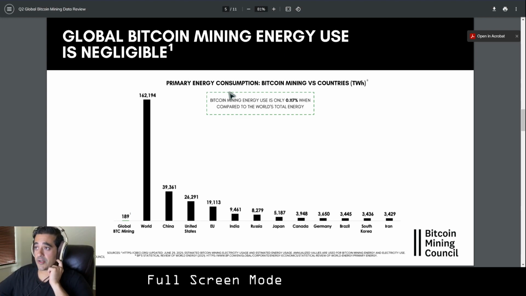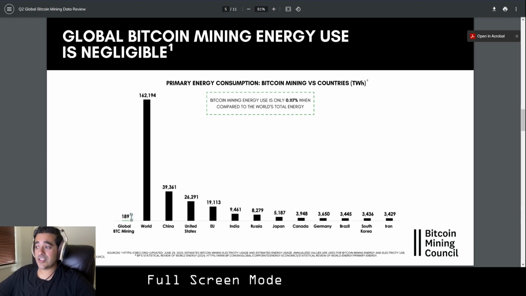So this is primary energy consumption of Bitcoin mining versus other countries in terawatt hours. Okay, so Bitcoin mining energy use is only 0.117% when compared to the world's total energy. So you see this here. The value that's representing this here is 189 for global BTC mining. The world is using 162,194 terawatt hours. And then you see in relation, broken down by countries, how low Bitcoin's terawatt hour usage is right now.